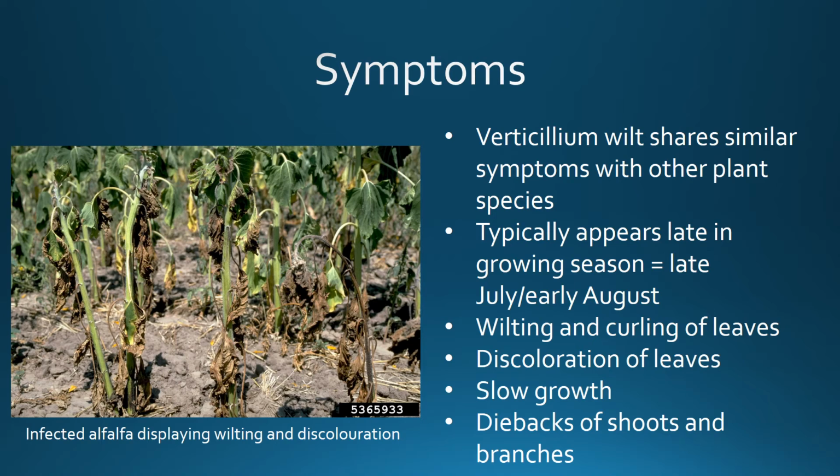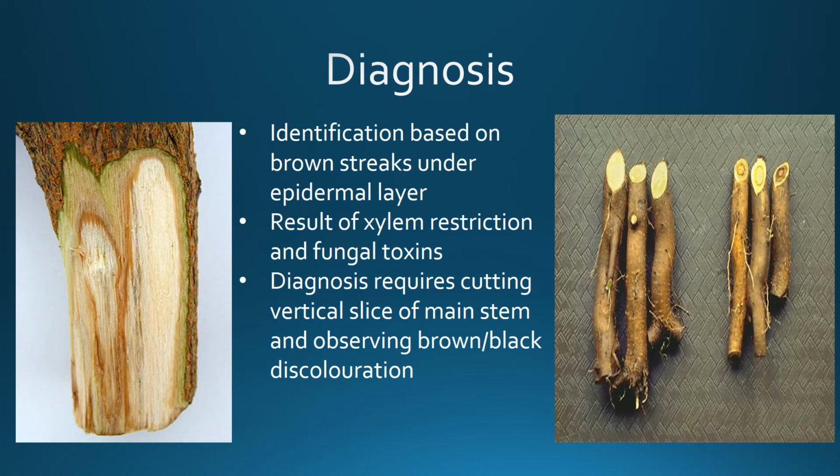However, symptoms often include wilting and curling of leaves, discoloration of leaves, slow growth, and diebacks of shoots and branches. A defining feature of Verticillium wilt that allows for identification is the presence of dark brown streaks and general discoloration under the epidermal layer of the plant. This is the result of reduced water flow and fungal toxins traveling upwards from the root through the xylem. Diagnosis involves cutting a vertical slice of the main stem above the soil line and observing the brown color streaks.